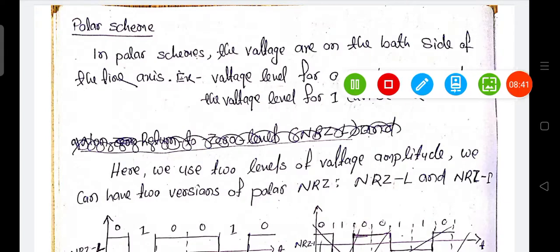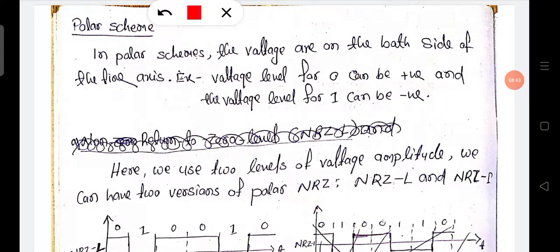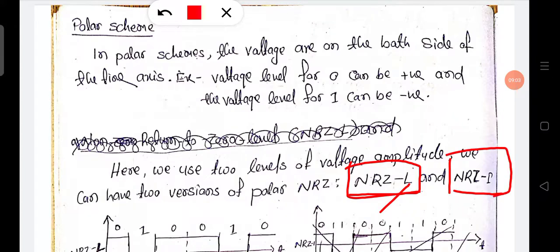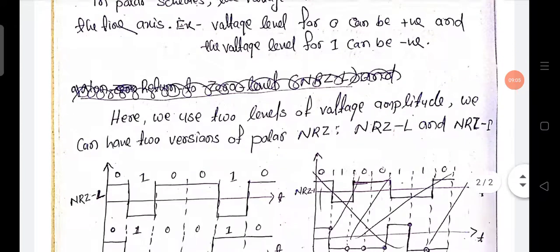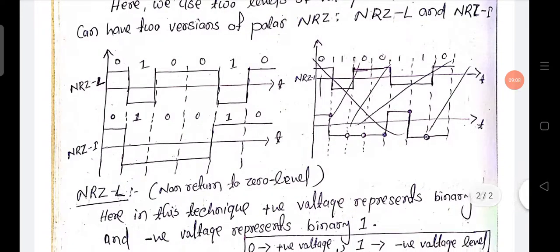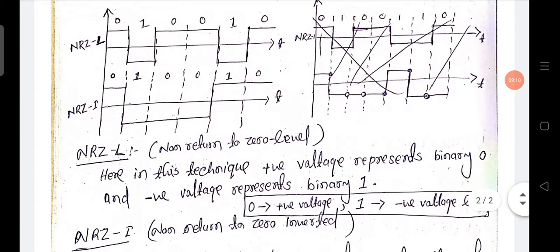Now this NRZ scheme has two types: NRZ-L and NRZ-I. That means non-return to zero level and non-return to zero inverted.